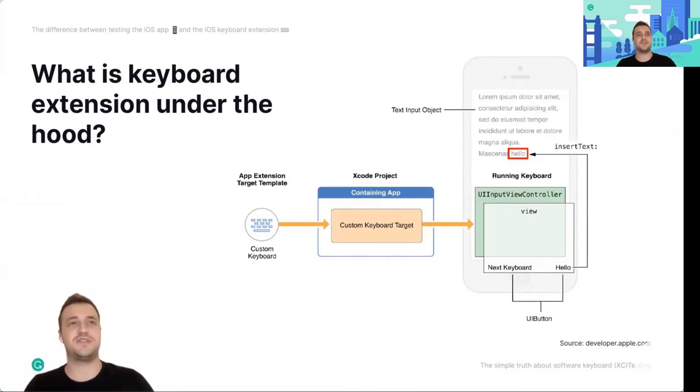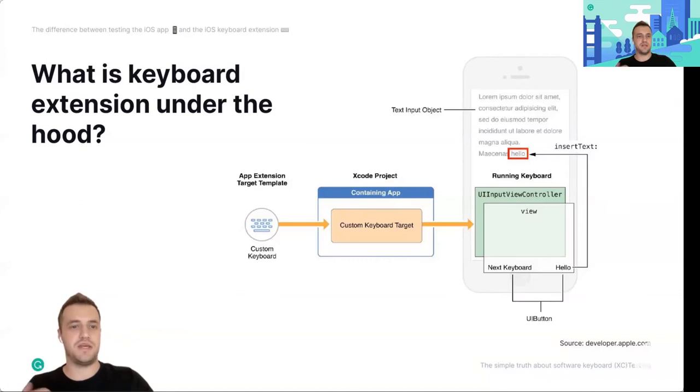This illustration tries to answer what a keyboard extension is under the hood and what it looks like. Who are the key players there? First of all, a keyboard extension is an extension and it can't live on its own. So it needs to be shipped with a containing application, which is shown in the center. The containing application, as a rule, has some onboarding and also has some settings, which allow you to customize the appearance and behavior of our extension. The extension itself is shown on the left. And the interesting part starts next, because any application on your device which has a text field may want to present your keyboard.